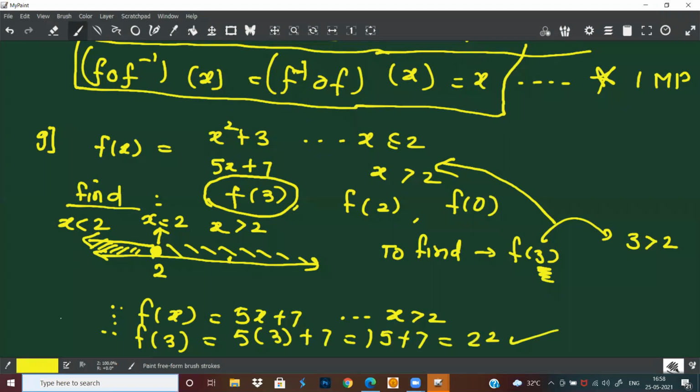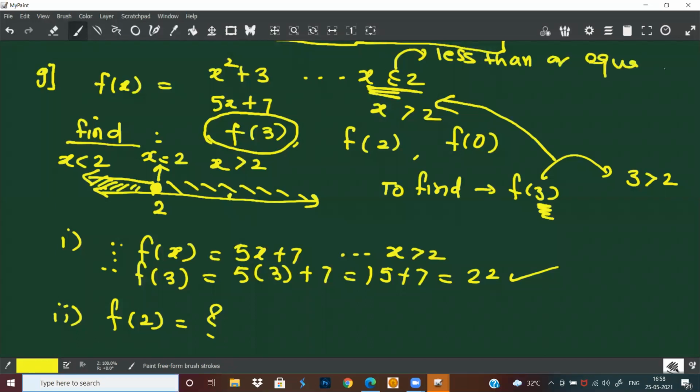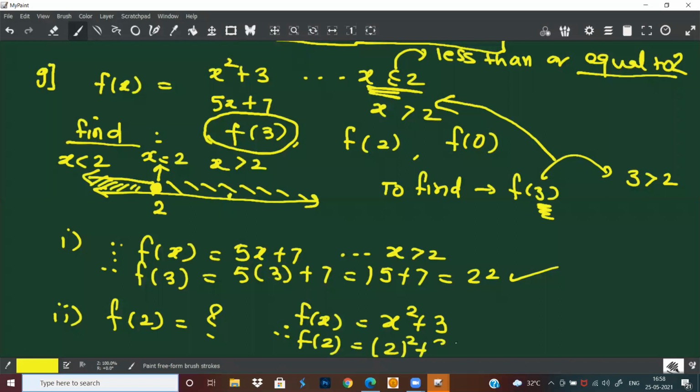Now, secondly, they have asked you f of 2. Where is 2? It is here, in the less than and equal to zone. So equal to 2 is also included. For equal to 2, selection is very important, so we take f of x equals x square plus 3. So your f of 2 will be 2 square plus 3, and your answer will be 7. Are you getting it?